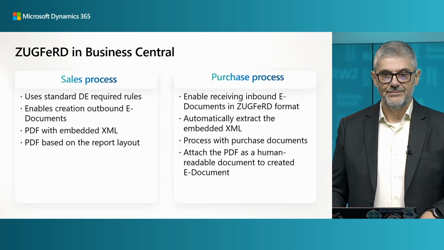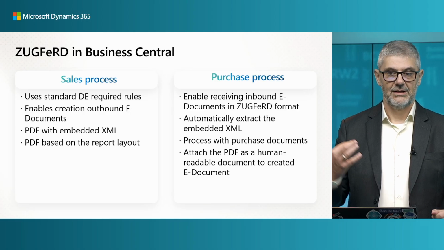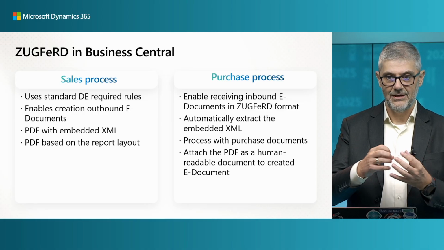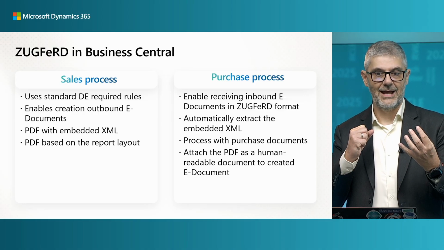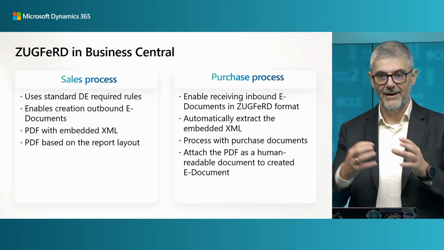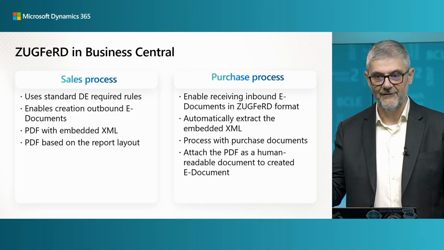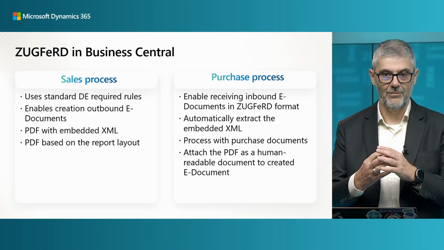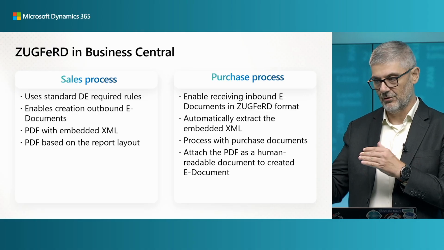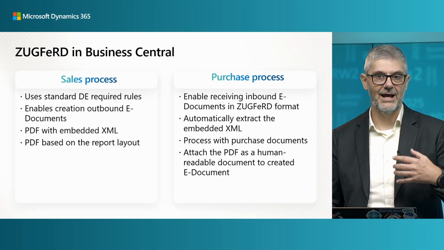On the purchase side, we enable receiving inbound e-documents in ZUGFeRD format. Once you get it, the system will automatically extract the embedded XML, process it and continue to create purchase documents. On the other side, this PDF will be attached as a human-readable document in the e-document, so you can look at the PDF to understand what is inside and at the same time proceed with the machine-readable XML format and continue to process the documents.